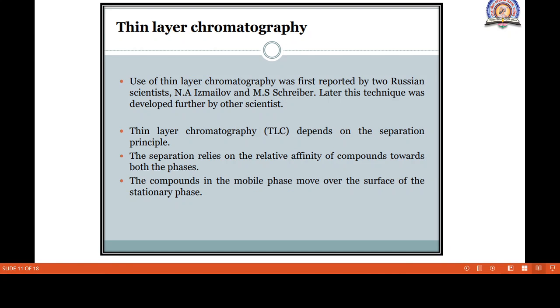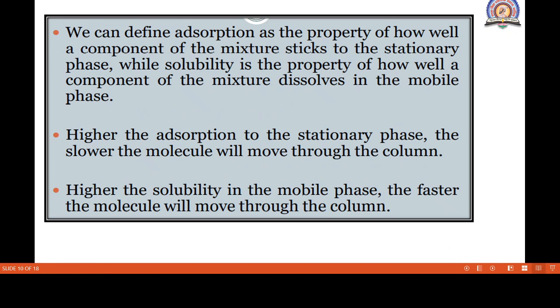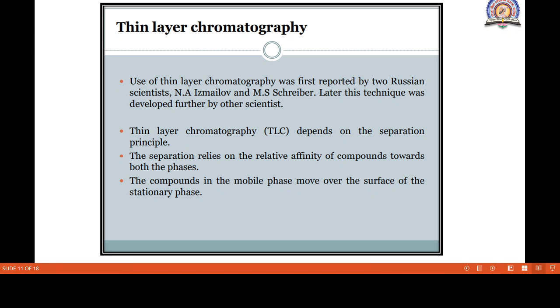Okay, so with this we complete the basics of chromatography. There are different types of chromatographic techniques. Out of those, we start with the first, that is thin layer chromatography.